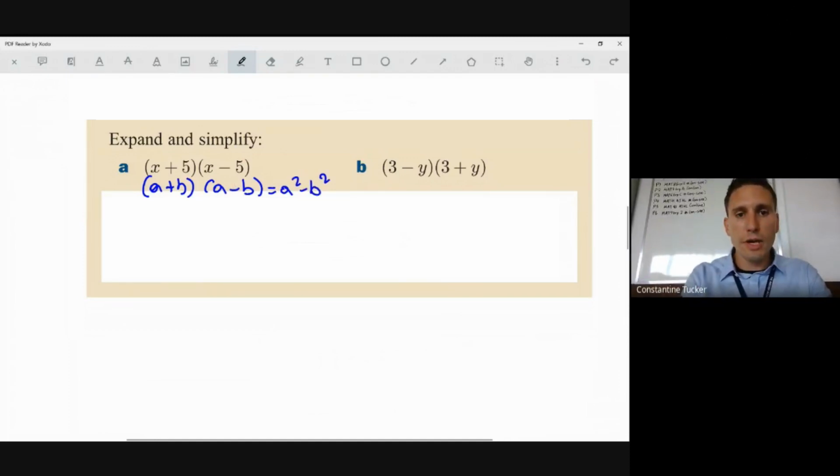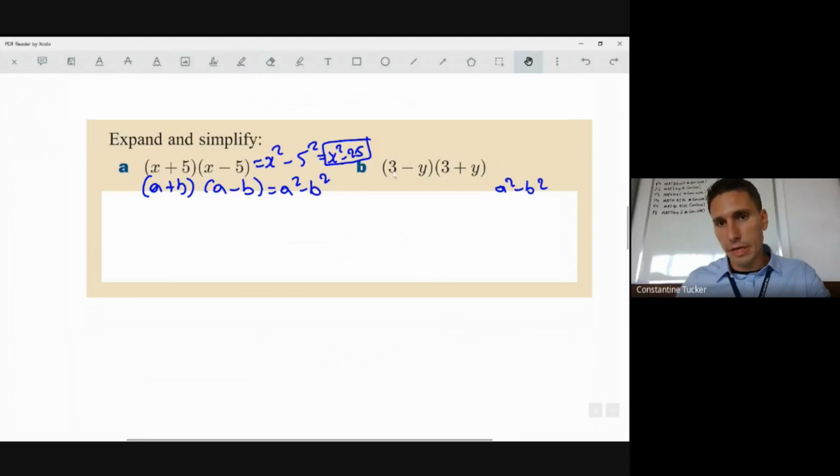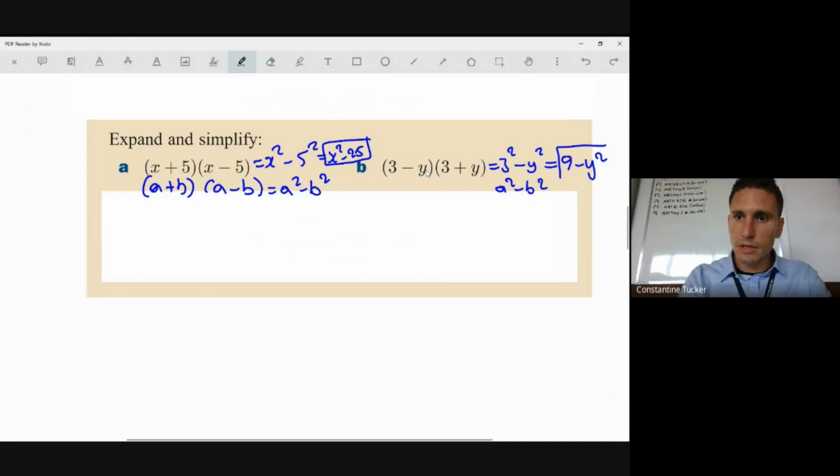So we can say straight away, this is actually equal to x squared minus 5 squared, which gives us x squared minus 25. And we get the answer straight away without having to expand the brackets, because that would take a bit longer. For this one as well, it's going to be equal to a squared minus b squared, where the a is 3 and the b is y. So this is going to be equal to 3 squared minus y squared, which is 9 minus y squared.